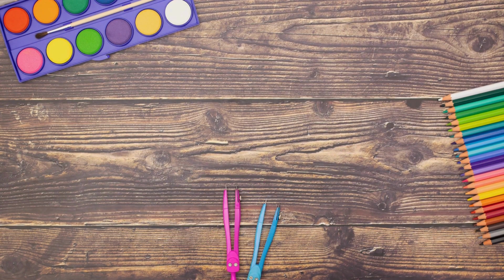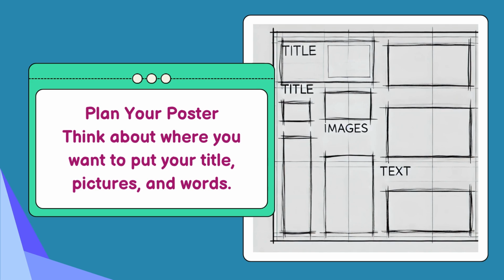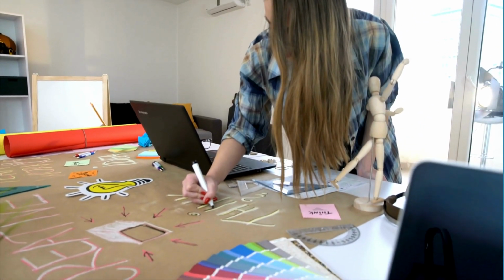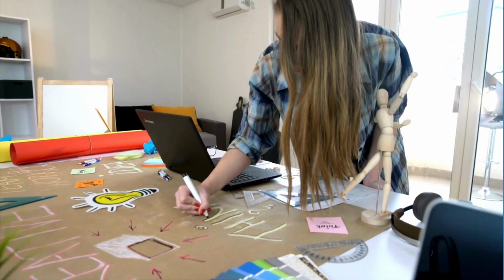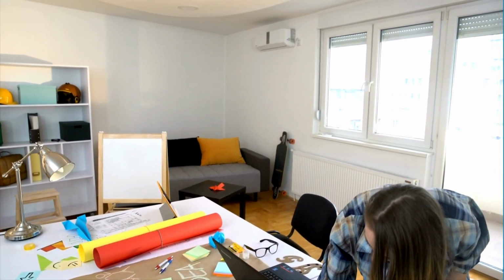Next, it's time to plan how your poster will look. Think about where you want to put your title, pictures, and words. You can draw a small sketch on a piece of paper to organize everything before you start. This helps you know exactly what to do when you begin your poster.